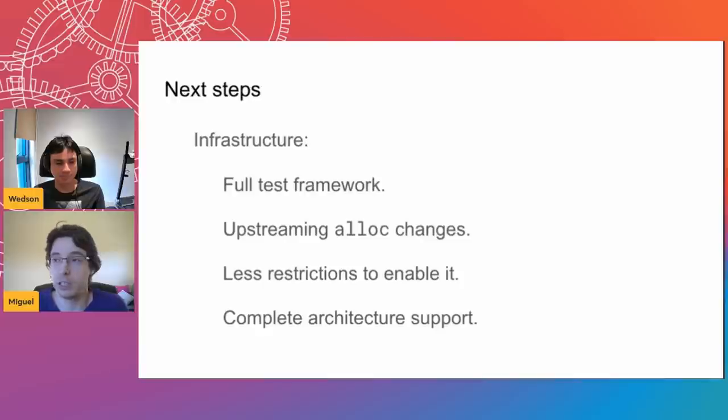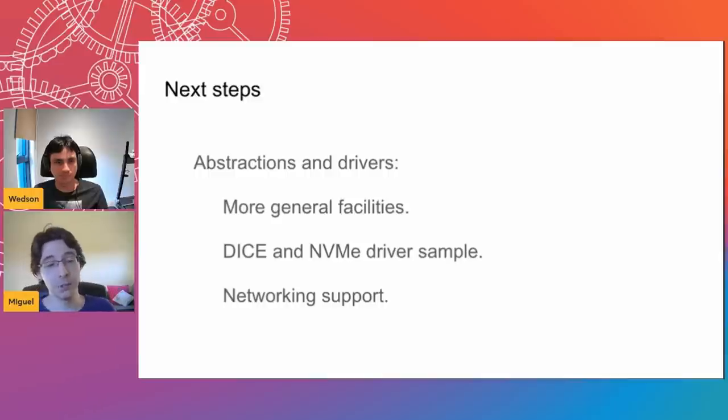And many of these are actually used in production, so we need to have the support for that, and we want to work on that. Then we also have to complete the architecture support, perhaps even add more architectures. We have a few of them as examples, basically. And then on the other side, the abstractions and drivers, of course, more and more facilities.